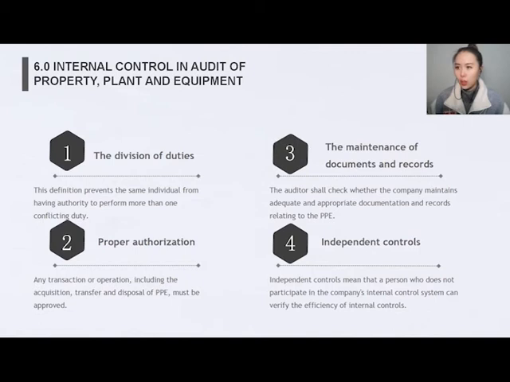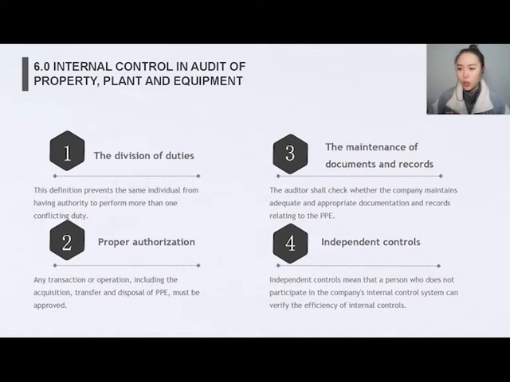Next, the maintenance of documents and records is equally necessary. The auditor shall check whether the company maintains adequate and appropriate documentation and records relating to the PPE. Those controls include the restrictions on the entry and access to designated areas of company premises, offices, or factories, and restrictions on the use of certain equipment.